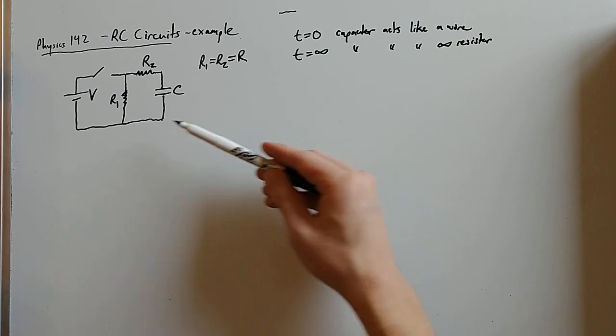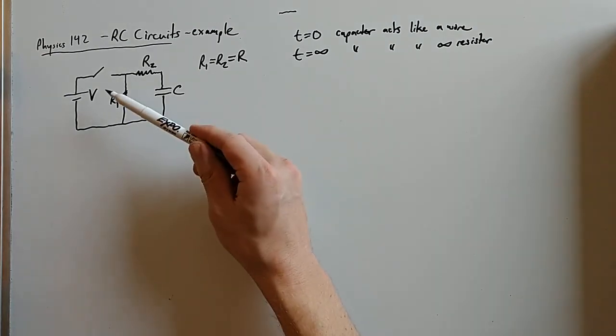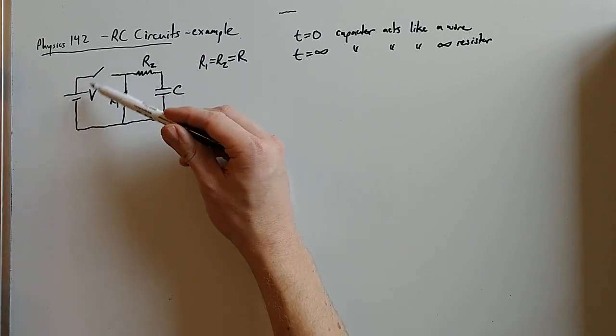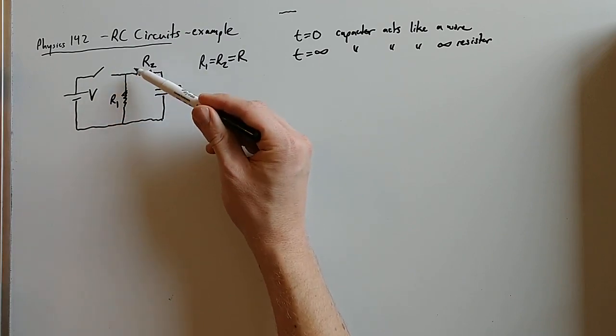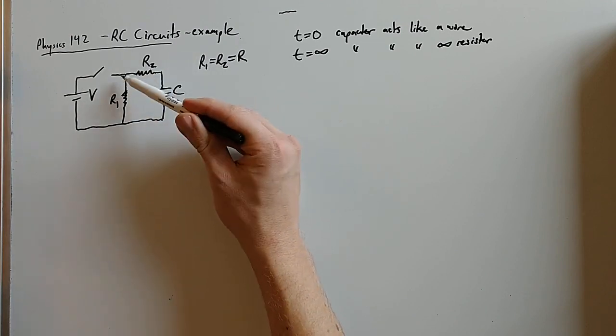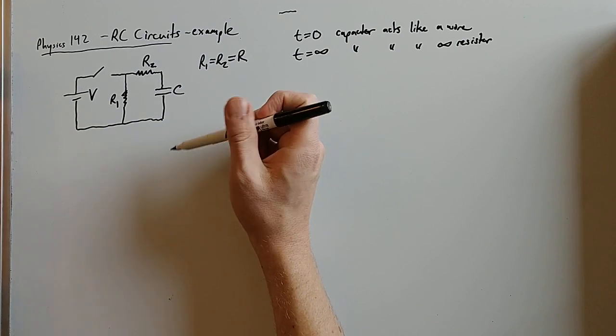So let's consider this circuit here. I've drawn an RC circuit, but this is an interesting one where I now have put a couple of resistors in it. I have a power supply and a switch, and then I have a resistor, and then a resistor and a capacitor that are in series with each other, but in parallel with this resistor. So how do we think about this one?